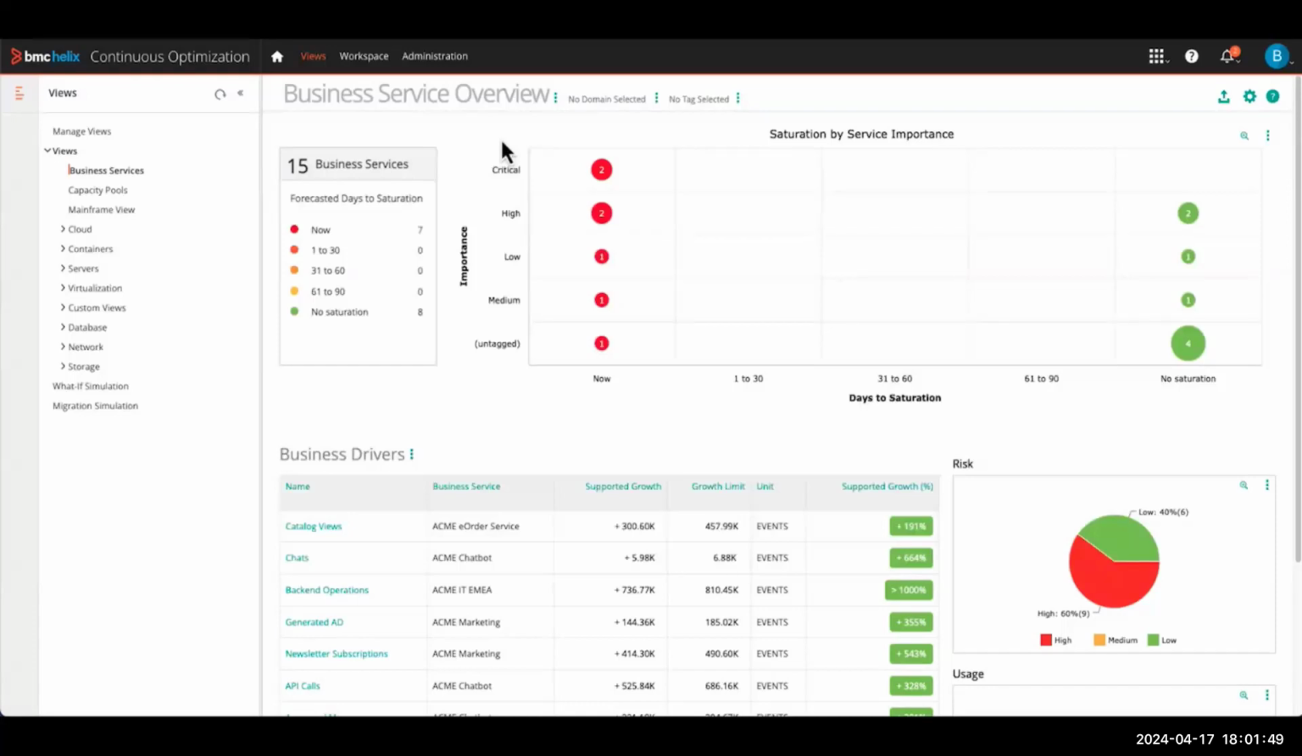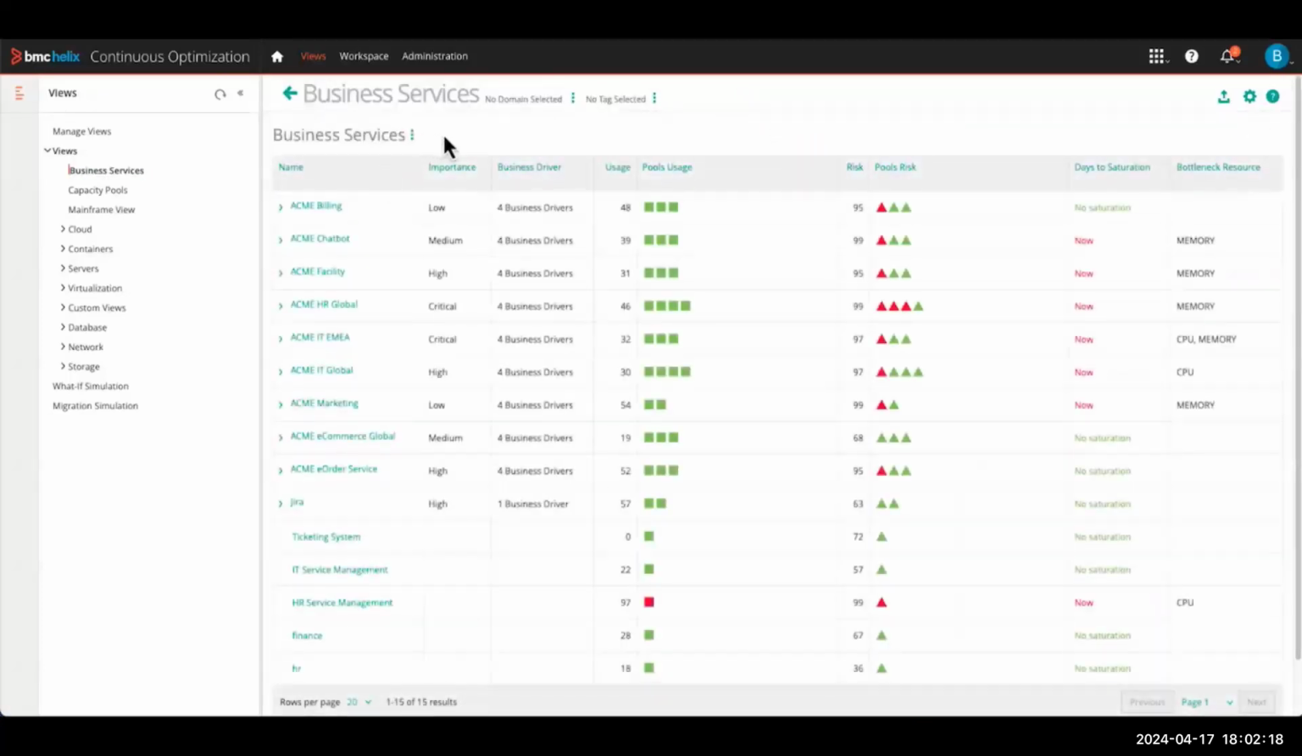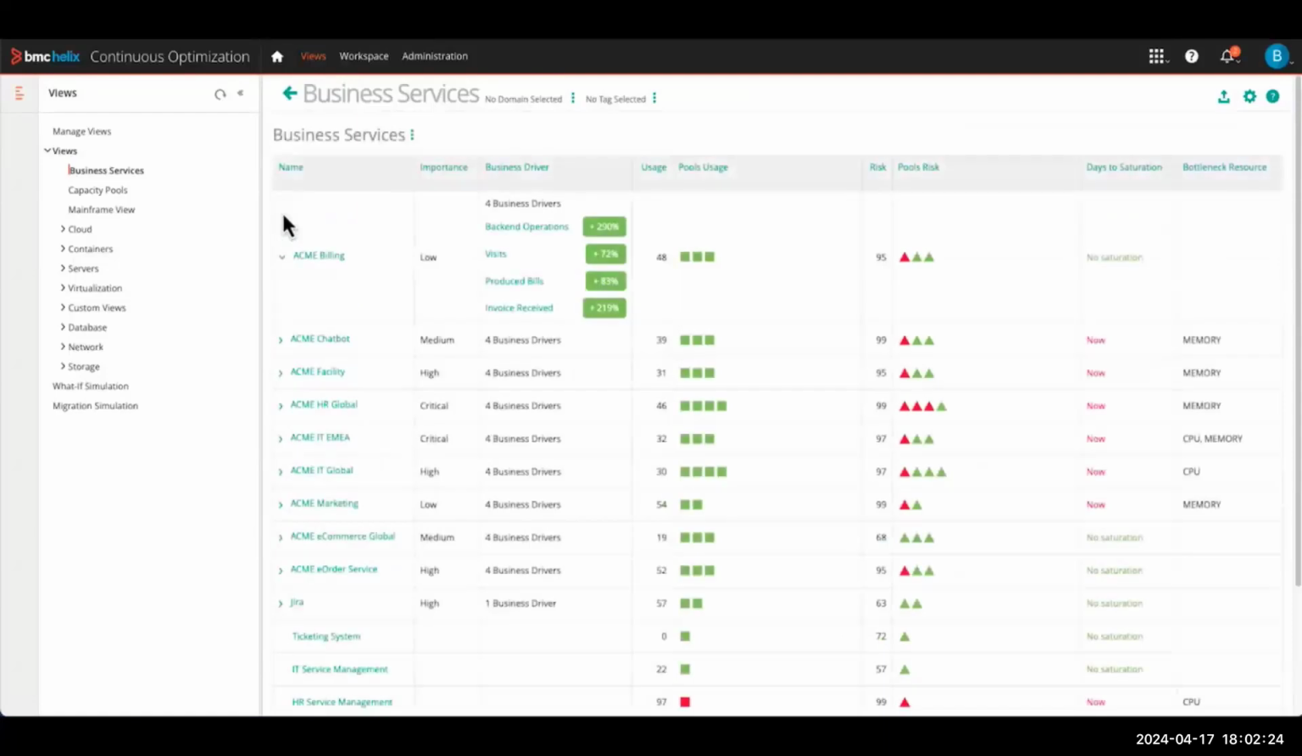But when we talk about simulating into the future using AI, we're talking about taking business drivers or critical business KPIs and having the ability to forecast those into the future. So what we see here is an overview of the business services that we have. So we can go ahead and look inside and see a list of our business services. So let's take ACME billing as an example. And ACME billing has a number of business drivers, so business KPIs.